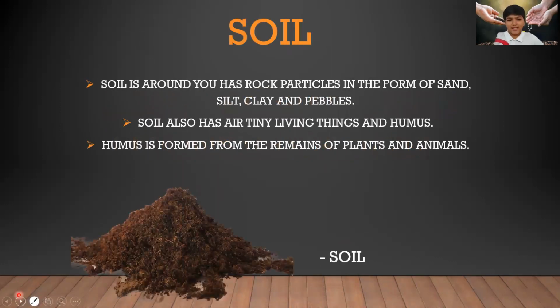Soil. You can see soil around you. Did you know? Soil has rock particles in the form of sand, silt, clay, and pebbles. Soil also contains air, tiny living things, and humus. If you don't know humus, don't worry. Humus is formed from the remains of plants and animals. It means when animals and plants die, their remains change into humus.